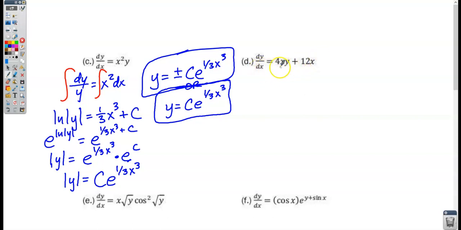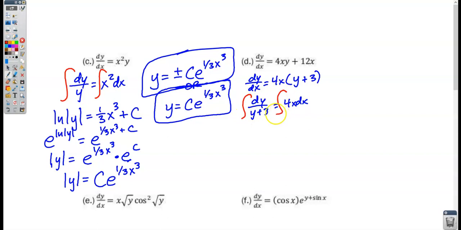Let's go ahead. Now, in order to do this one, we've got a plus sign here. So the first thing we need to do is sort this into a product of two functions. And the way we do that, we can just factor a 4x out of both terms. And now the right-hand side of my equation is a product of a function of x and a function of y. And so from there I can separate dy over y plus 3 is equal to 4x dx.